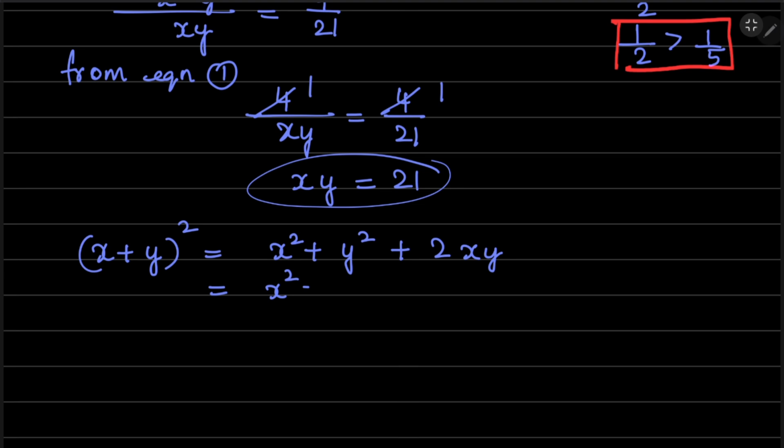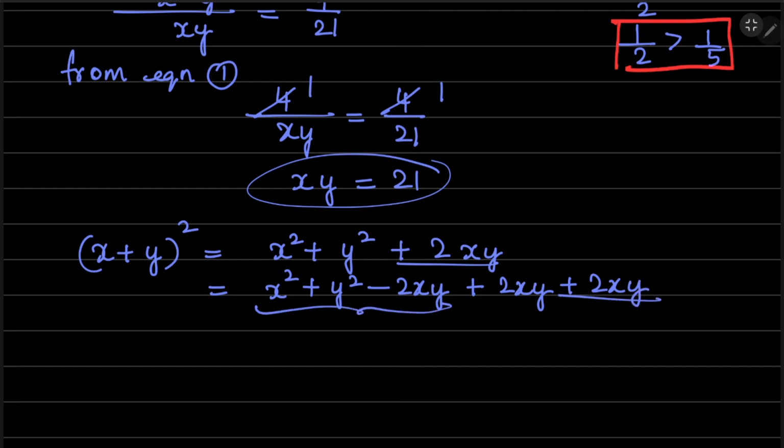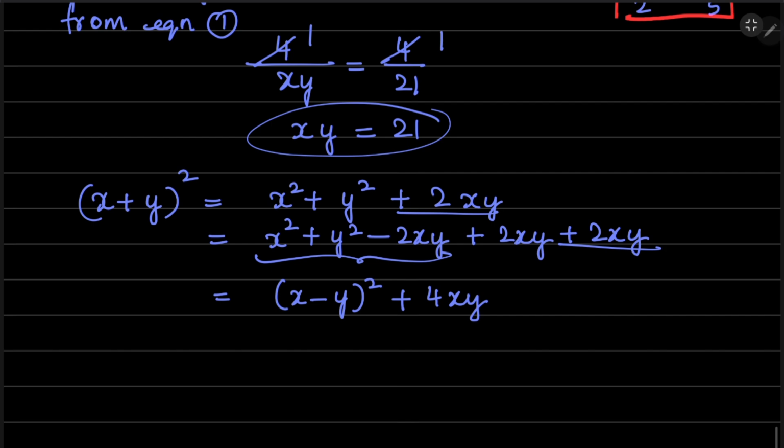So what can I write? x square plus y square minus 2xy, plus 2xy. I'm adding and subtracting, and then this one I'm going to write the same, so plus 2xy as it is. When I combine the first three terms, what is x square plus y square minus 2xy? It is x minus y the whole square, plus 2xy plus 2xy is 4xy. So this is an identity which you can remember: x plus y the whole square.